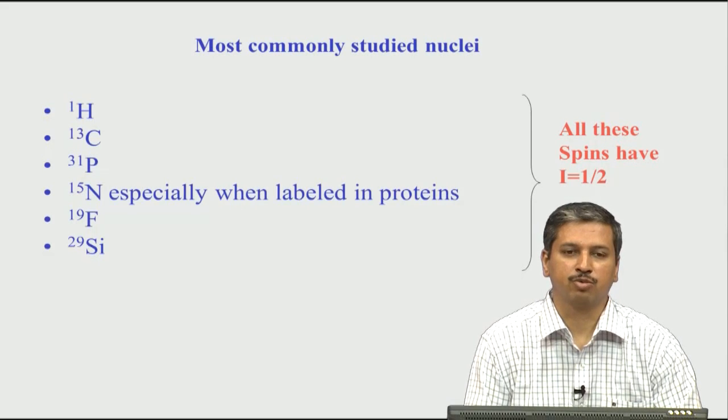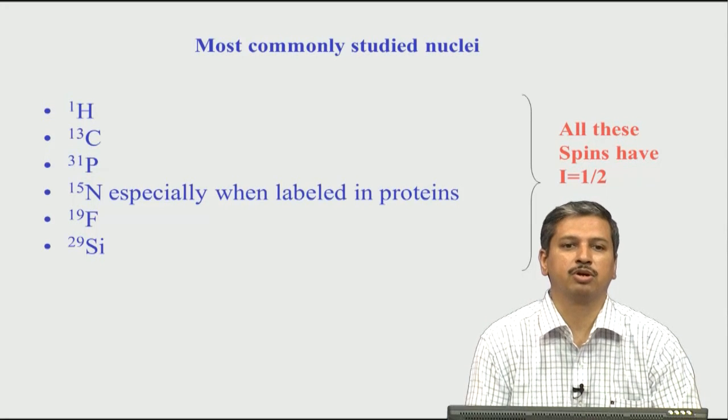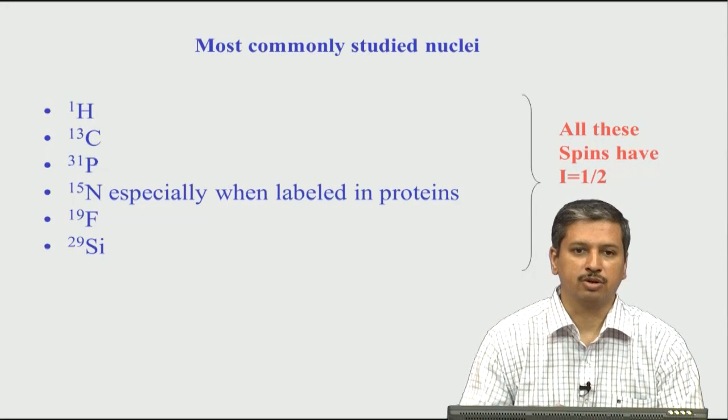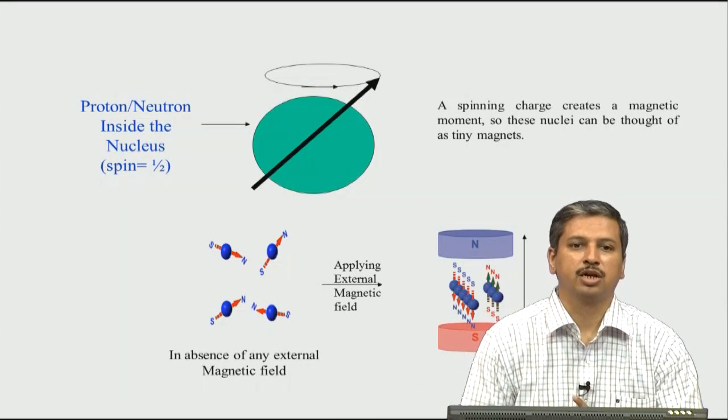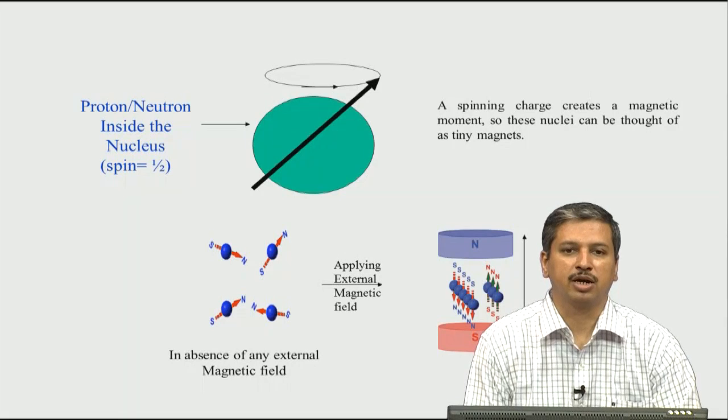These are basically the most popular nuclei, and the interesting thing is all of them have spin I equal to half. For spins which are half integers, that is I equal to half, they are very easy to study, and the basic phenomena can be easily understood and explained. So, we will focus the rest of the course on these particular nuclei, and let us see how NMR spectroscopy works. The main thing in NMR, as the word stands, is nuclear magnetic resonance.